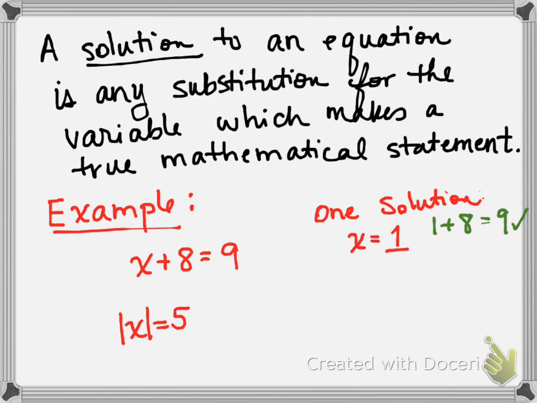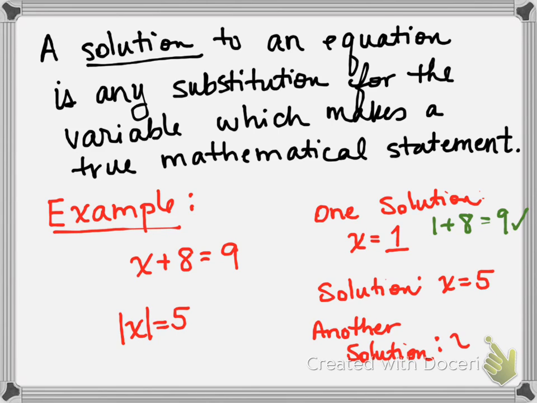Another one is absolute value of x equals 5. One solution would be x equals 5, because if we substitute 5 for x, we get a true mathematical statement. Another solution to this equation, though, would be x equals negative 5, because the absolute value of negative 5 equals 5. So you are allowed to have more than one solution to an equation.